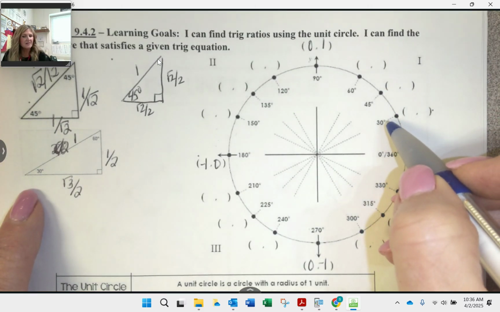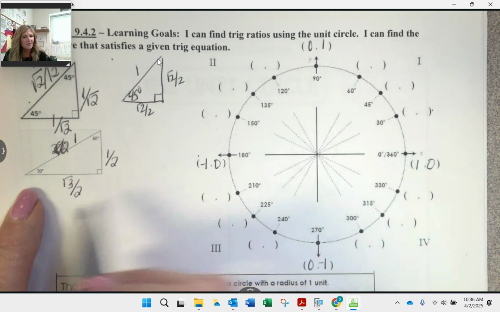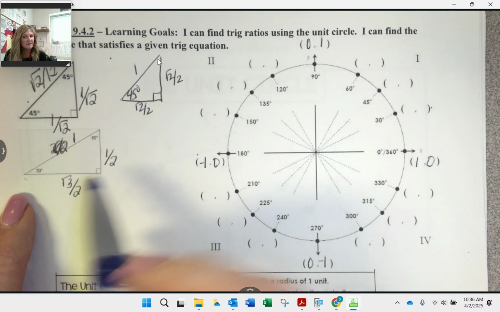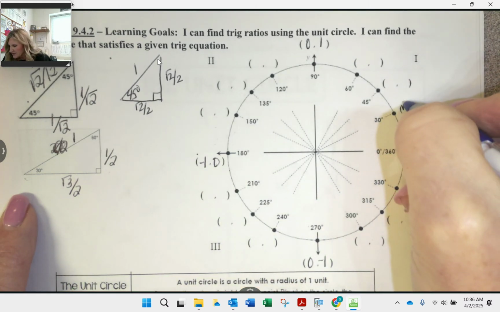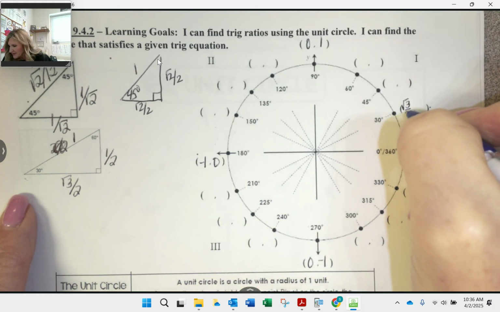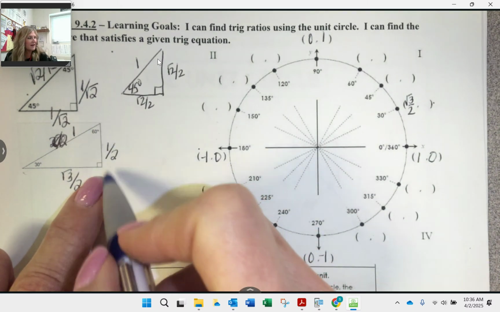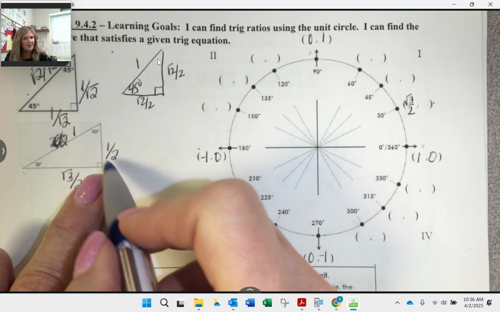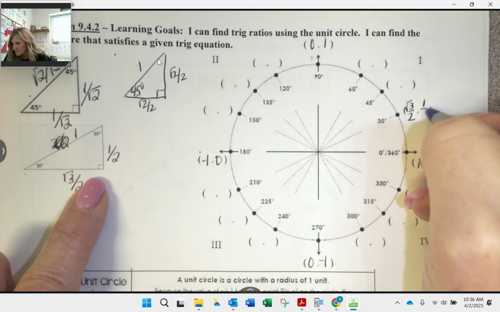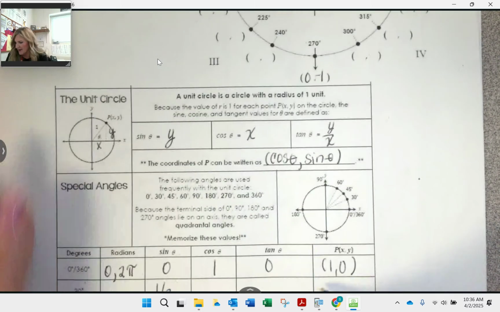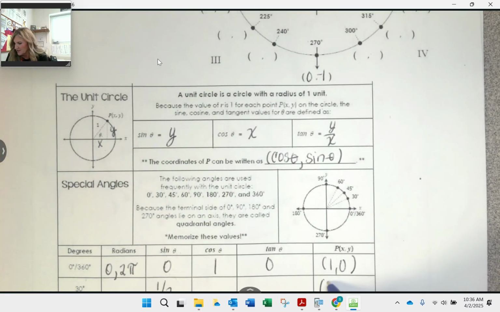At 30 degrees, when I'm looking at 30 degrees, what is the x value here? It's radical 3 over 2. So that's what I'm going to fill in there, radical 3 over 2. The y value there would be the y value here. It's 1/2. So I'm going to go down and I'm going to put that point in on my chart here. So this is going to be the point, radical 3 over 2, comma, 1/2.